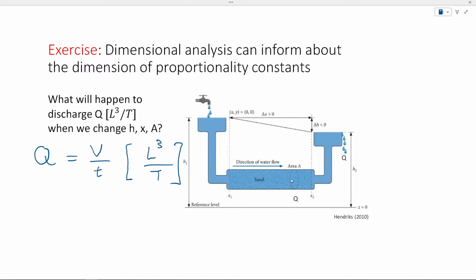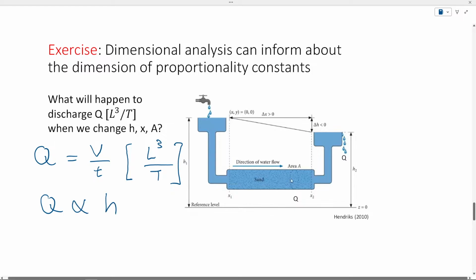One important factor for sure would be H, because if H here is equal to H here, there will be no flow. If H here is much higher than H here, so you have a much higher energy gradient, then you will have high flow. So Q is proportional to H. If you don't know what this proportionality sign means, it means that as H goes up, Q will go up. As you have more energy gradient, you will have more flow. So that's one thing.